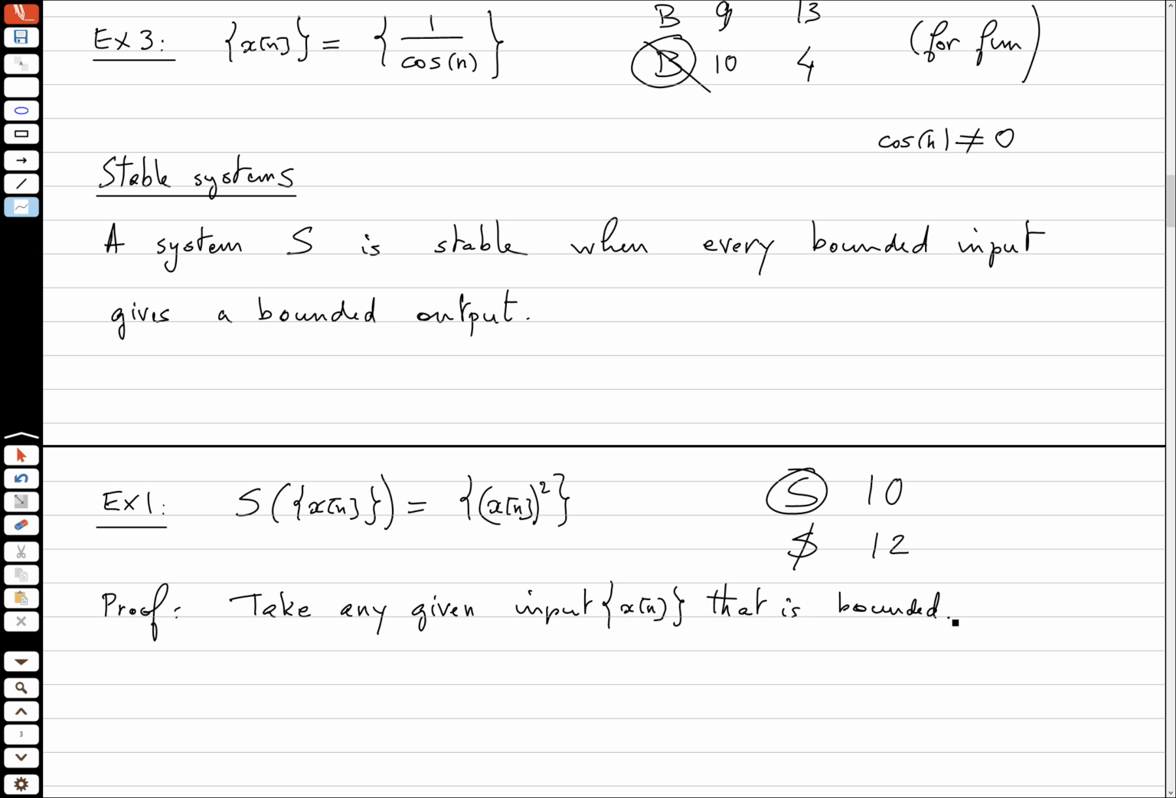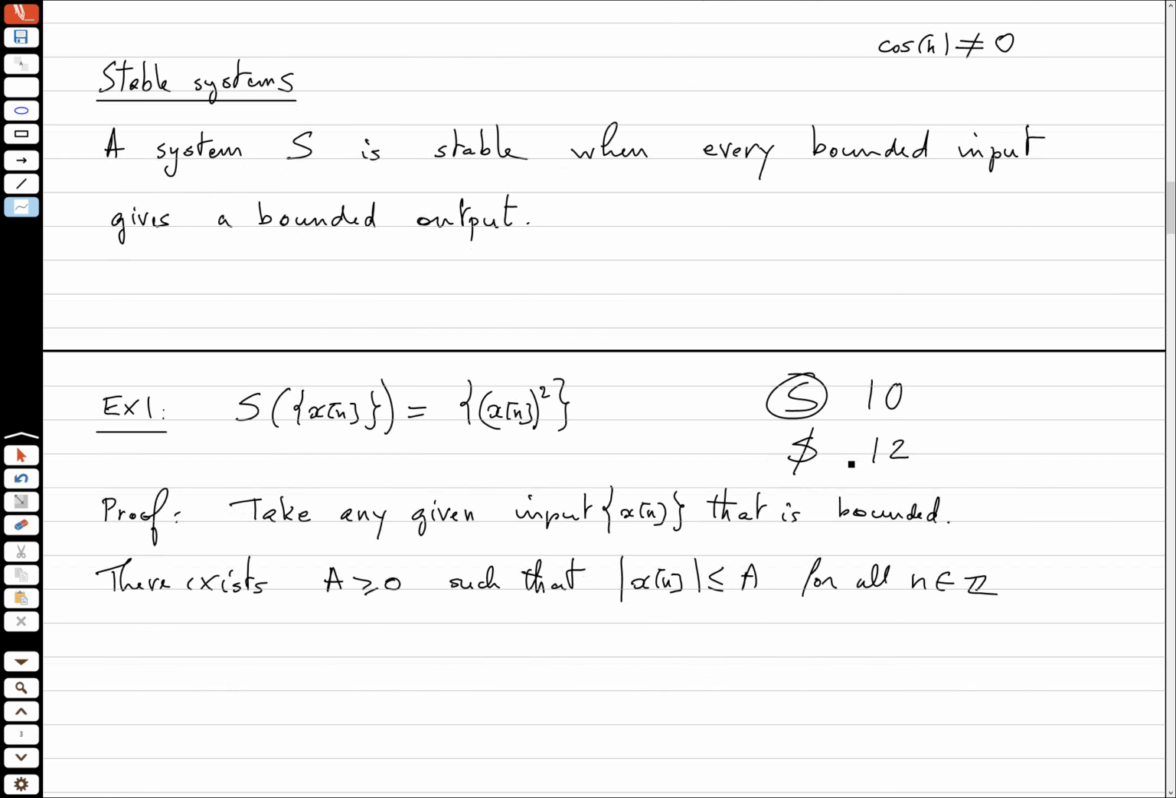So I take one of them. Since we assume it's bounded, there exists a such that the absolute value of x of n is less than a for all n. All right? Because we agree. No problem. Now y of n, which is S of x of n, is what?